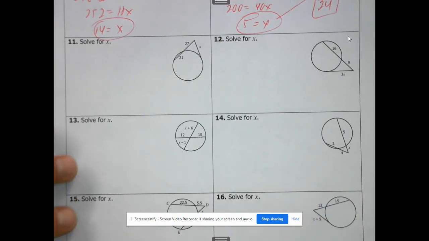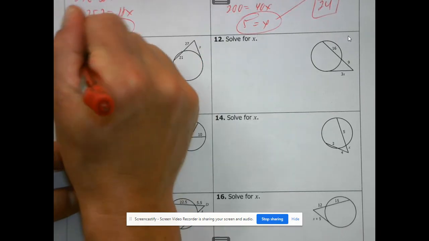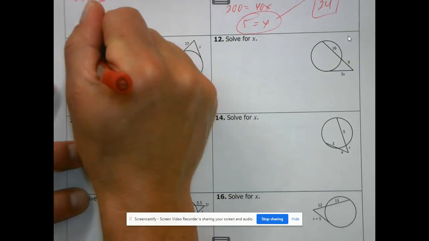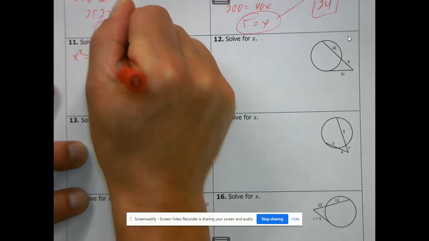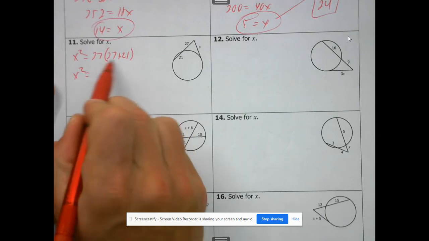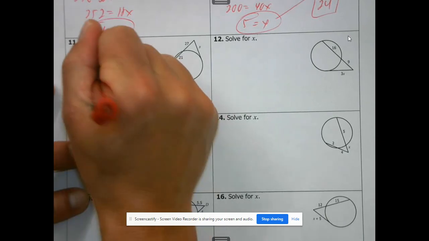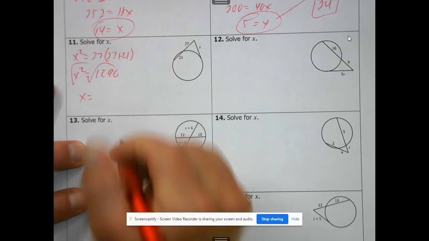Same concept. So we have a tangent line and a secant line. So tangent line, x squared equals 27 times 27 plus 21. So x squared equals, I type in that stuff right there, 1296. Square root, 36.